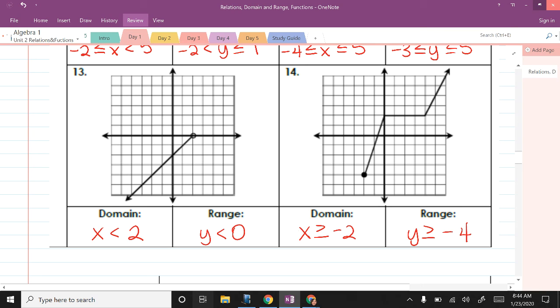Y'all, something very important, and I'm going to be picky about it because it's absolutely wrong if you don't do it. Domain has to have an X. Range has to have a Y unless it's all real numbers. Got it? Okay. So any questions about those?